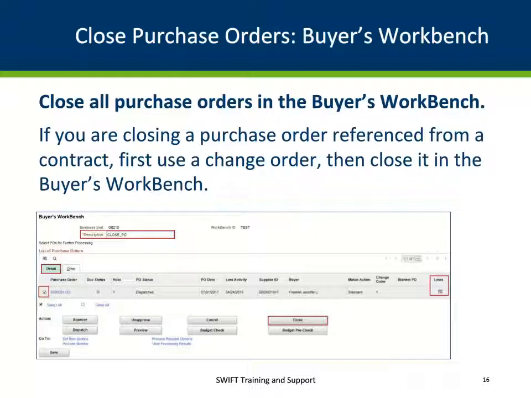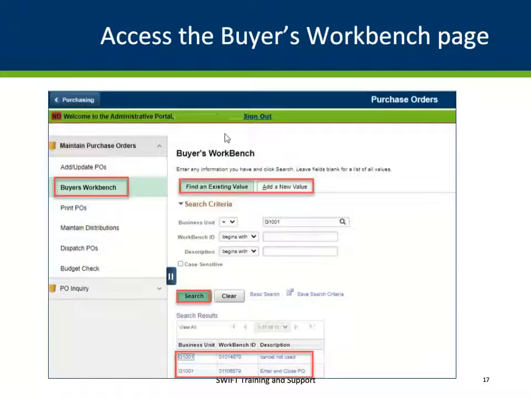If you are closing a purchase order referenced from a contract, first use a change order and then close it in the buyer's workbench. Access the buyer's workbench on the left menu of the purchase orders page. Start by selecting or creating a workbench ID.